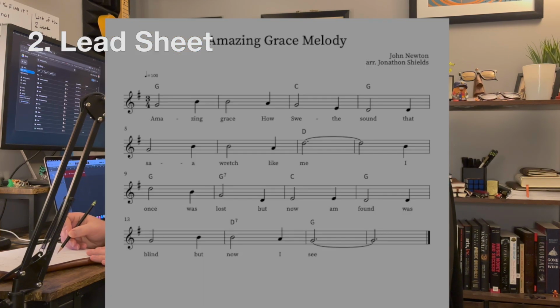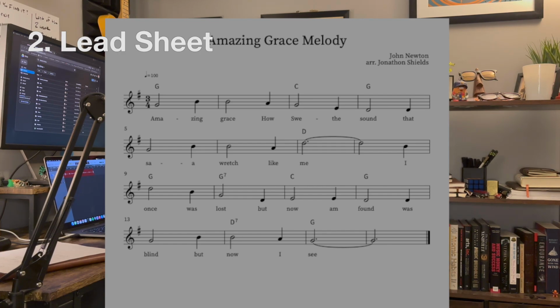So sometimes they don't have the melody on them. An example of that would be like, well, here is Amazing Grace with the melody. So this is what a regular lead sheet would look like. So you can see it's got everything in there. I think this one might even have the BPM on it.